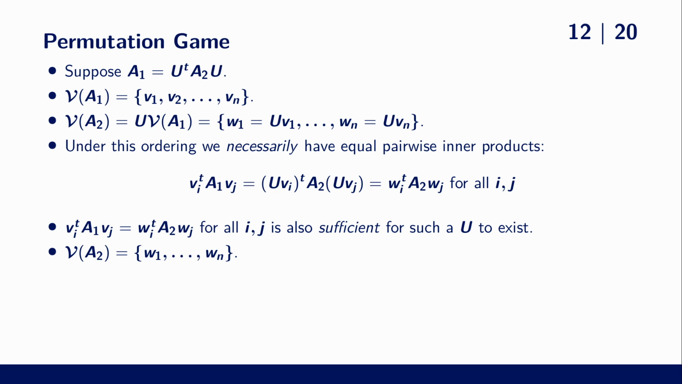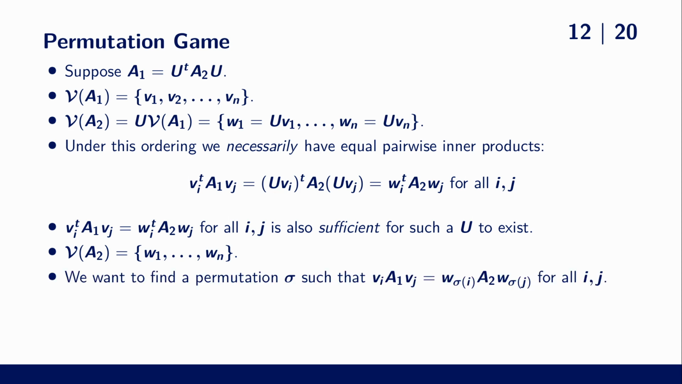So we just have this second vector set. And what we've shown here is that the goal actually becomes to find a permutation such that after this permutation, these pairwise inner products are the same. Because if we have done that, then we can also compute this U by simple linear algebra, and we're done.